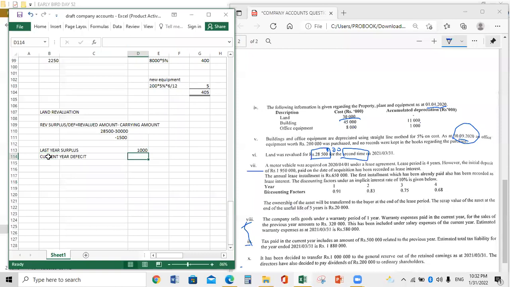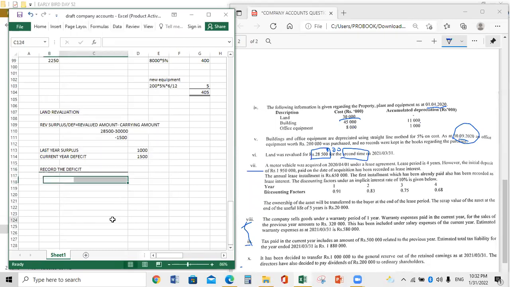Now, guys, the third thing is, if it is any asset other than land, cancel the accumulated depreciation. If it is land, you don't have that double entry. Why? Because it's a non-depreciable asset. You should just record the surplus or deficit. So since it's a deficit, record the deficit. See guys, how I do the double entry. Easy way to get the double entry.